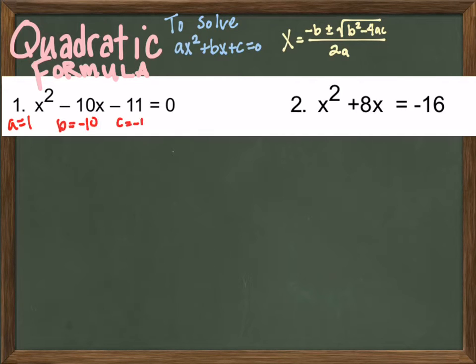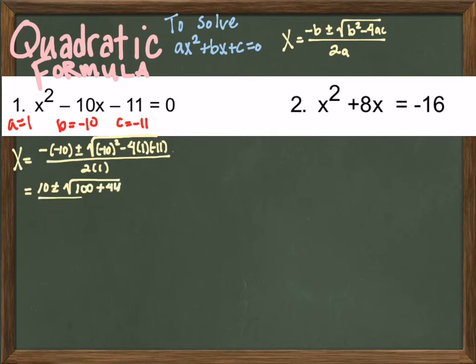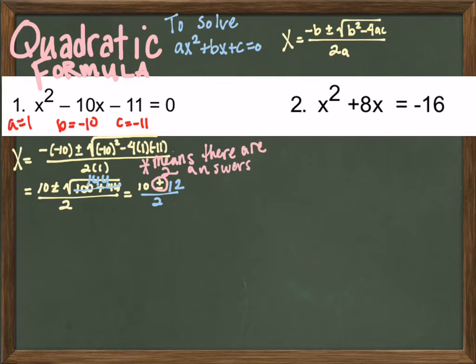So for this one, we've identified our A, B, and C, and we just plug them into that formula, putting them in the right spots. Now we just simplify, so negative 10 is a positive 10. Simplify under the radical, and that gives us that. Radical 144 is 12. Now that plus or minus really means that there are two answers. So we do 10 plus 12 over 2, and then 10 minus 12 over 2.